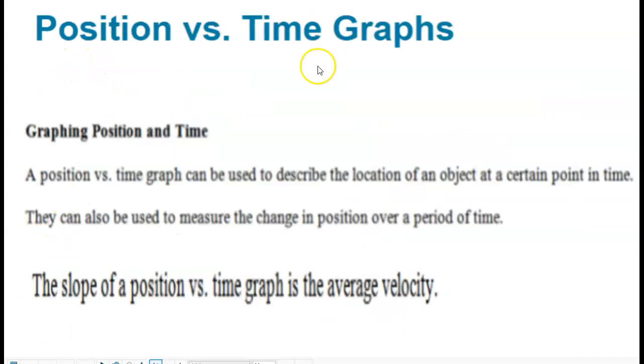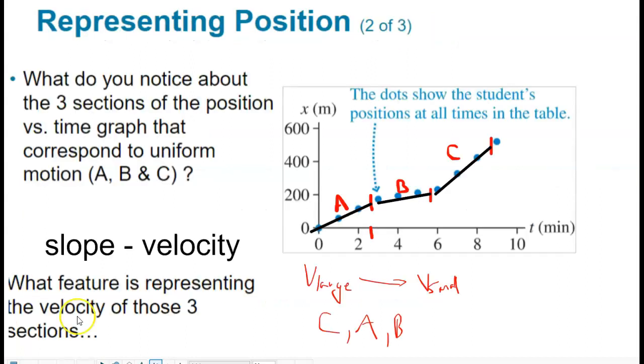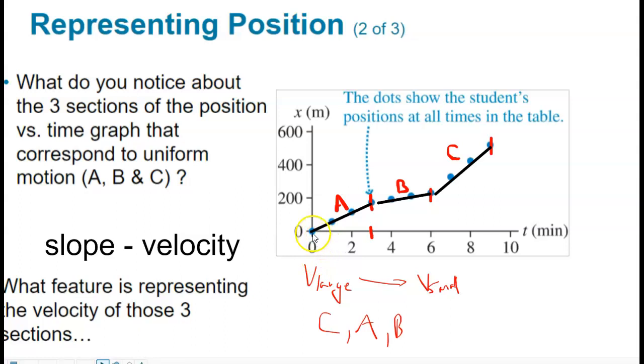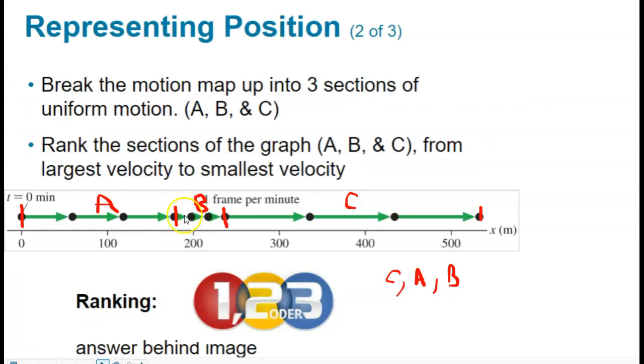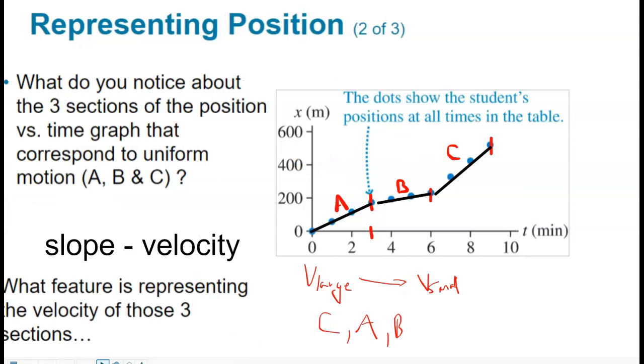So position versus time graphs, just some general rules. A position versus time graph shows the location of an object at a certain point in time. We can also measure the displacement over a period of time. So like in the first 3 seconds here, let me move this back to make it look a little better. There we go. In the first 3 seconds of time, it covers around 200 meters. It's a little less than 200, but it's close enough on our graph that we can see that.